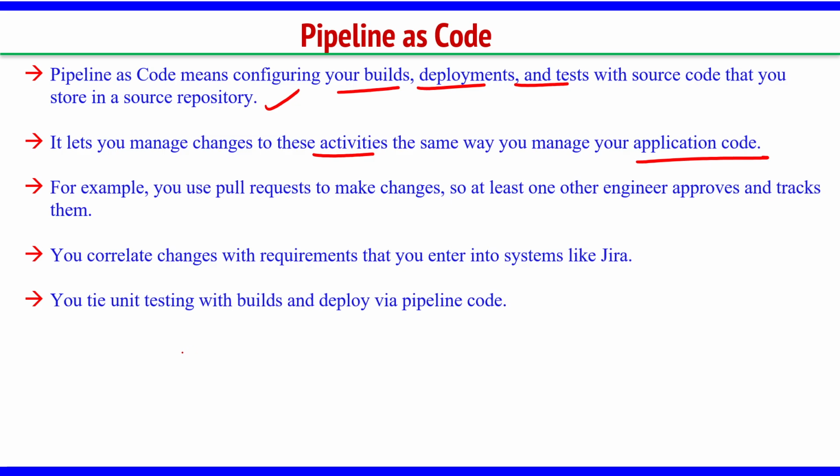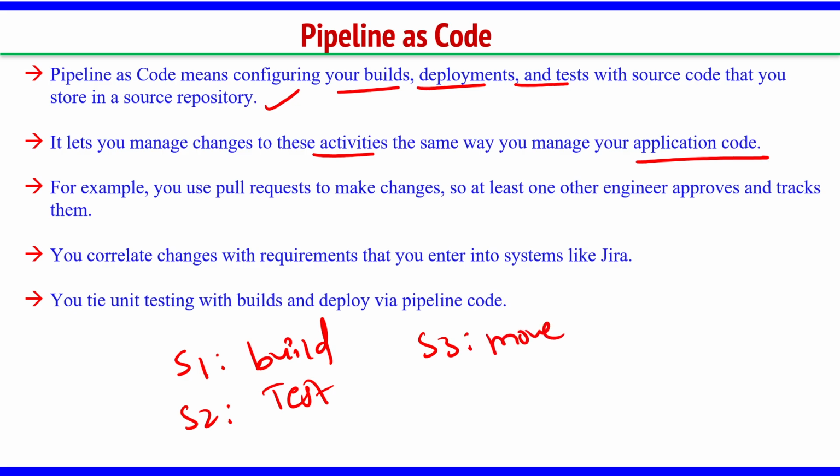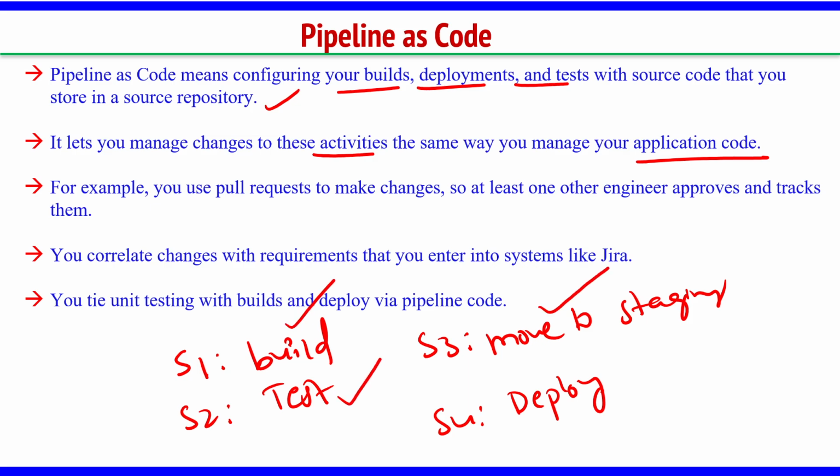So let's say your pipeline step number 1 is to construct a build. Step 2 is to test. Step 3 is to maybe move to staging. Step 4 is to deploy. These steps are written as code in some format. In that code we have mentioned first do this step, then do this step, then do this step.